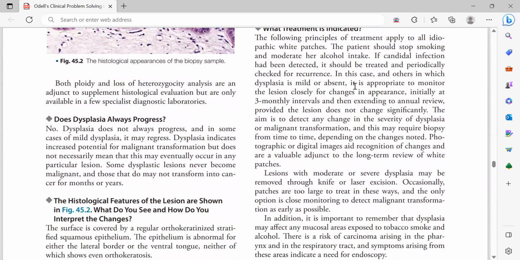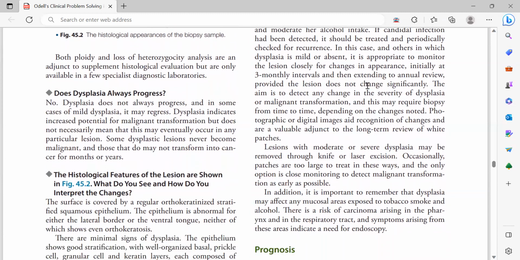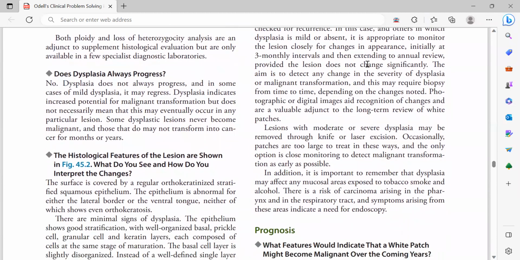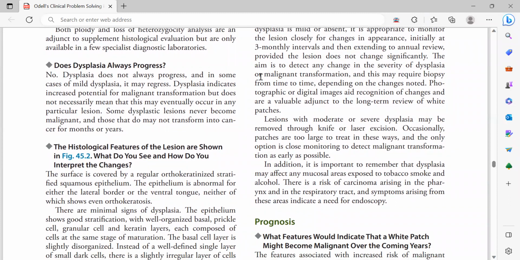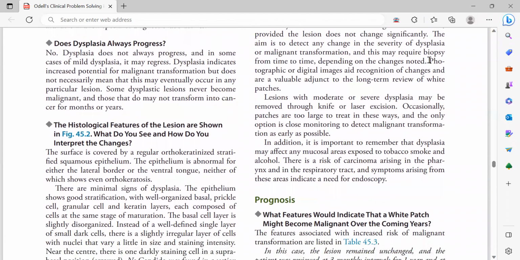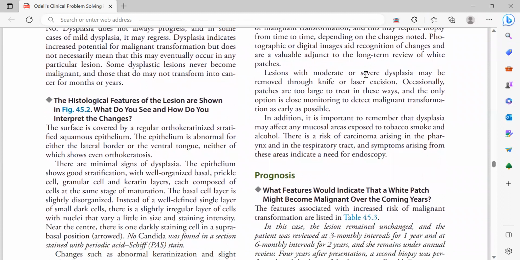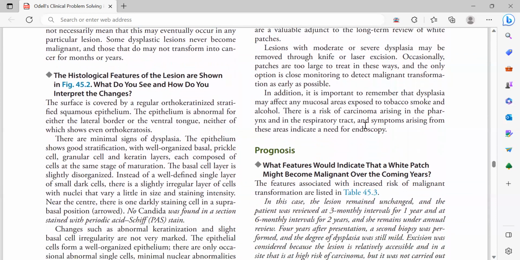In this case and others in which dysplasia is mild or absent, it is appropriate to monitor the lesion, initially at 3 monthly intervals and then at 1 yearly intervals. Okay, provided the lesion does not change significantly, the aim is to detect any change in the severity of dysplasia or malignant transformation, and this may require biopsy from time to time. Okay, lesions with moderate or severe dysplasia may be removed through surgery, chemotherapy, or radiotherapy. So there are certain types of treatment available.